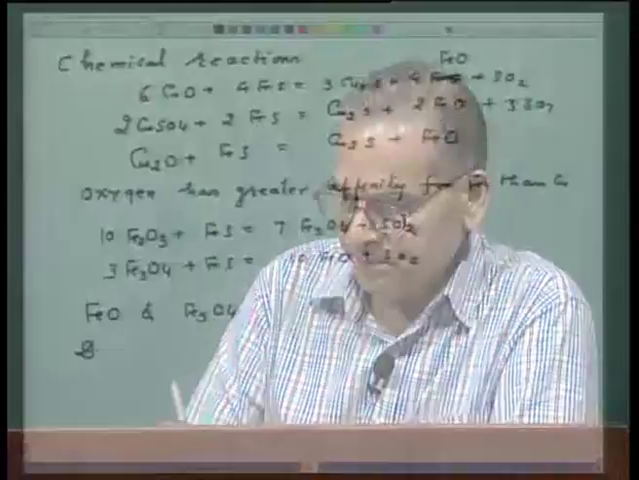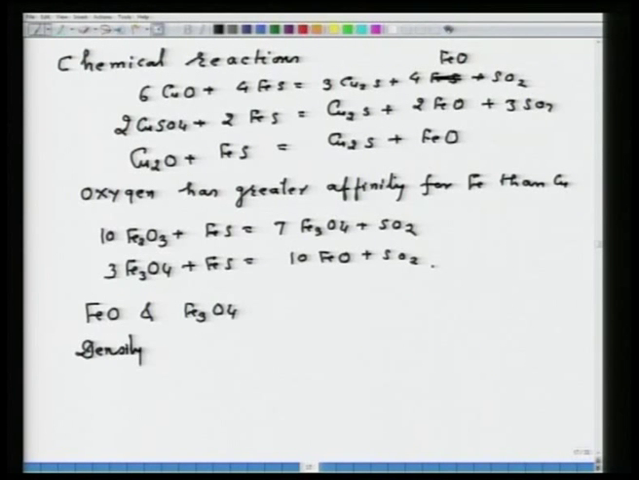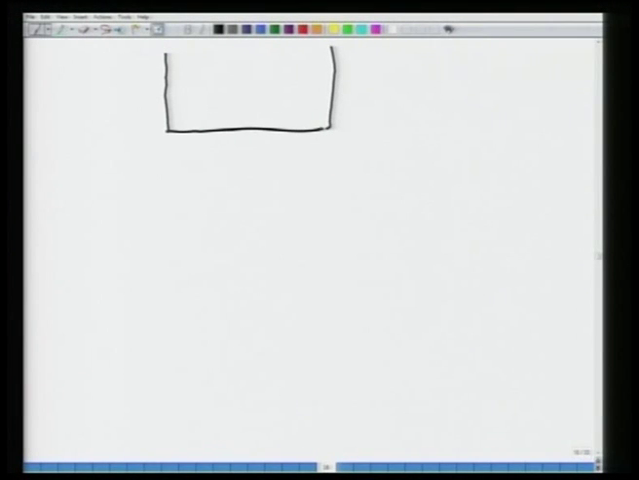Density of slag is equal to 2.8 to 3 gram per centimeter cube. So, you are seeing there is a difference in density of mat and slag, and by virtue of this difference in density, we are able to separate mat and slag. So, this is sort of interface. Somewhere here you have the mat and somewhere here you have the slag.